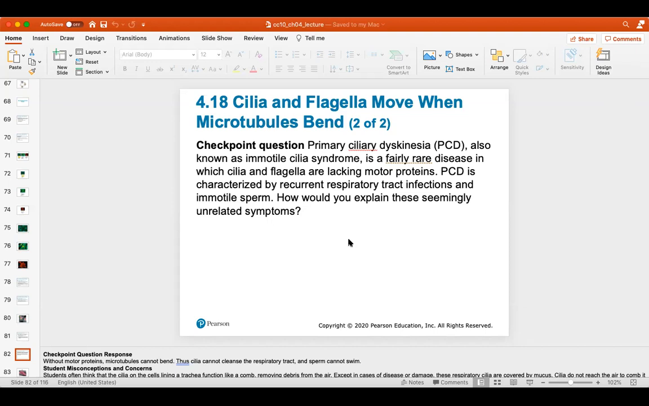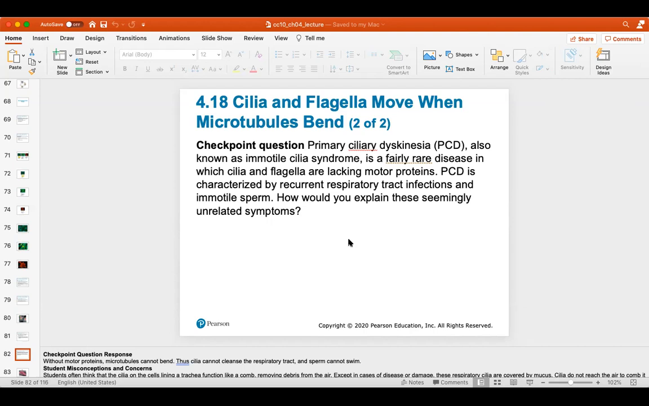So this disease affects cilia and flagella. I mentioned it before: the human sperm is the only human cell that has a flagellum, so it would affect the sperm cells, making them immotile, which would most likely cause some reproductive issues.